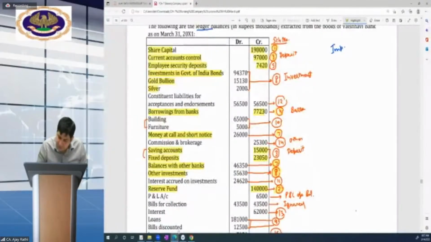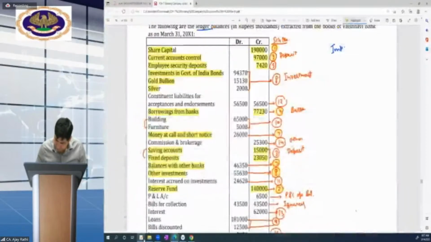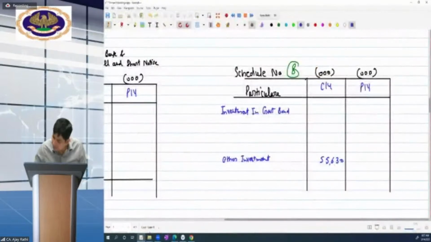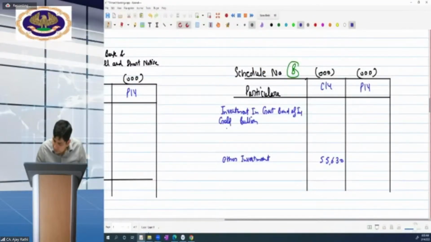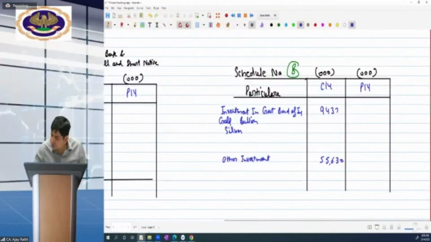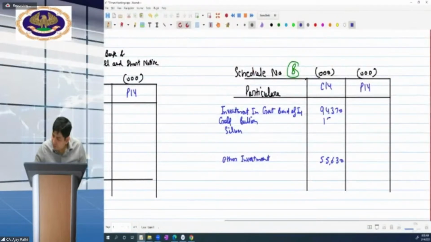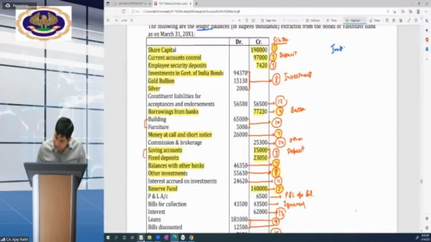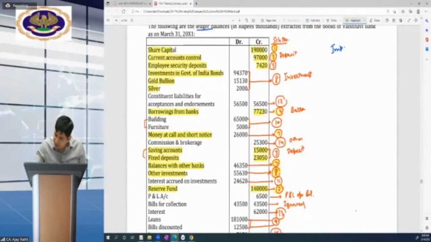In case of investment in government, first is government bond of India, then bullion, and then silver. First one is 94,370. Second one is 15,130. And next one is 2,000.